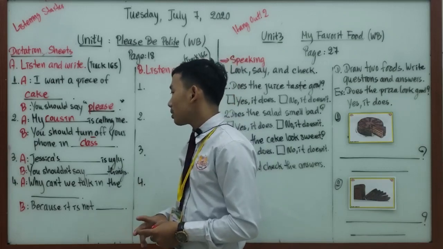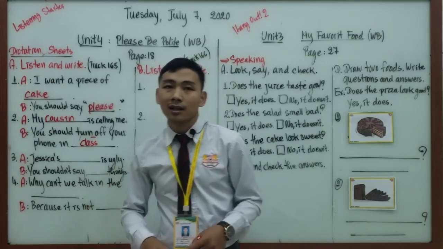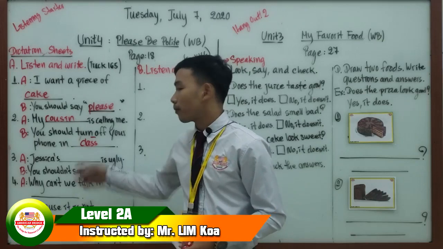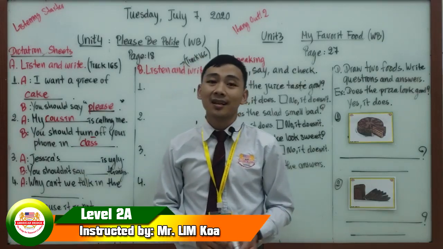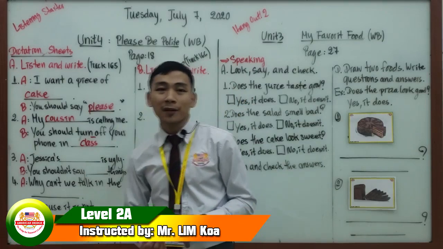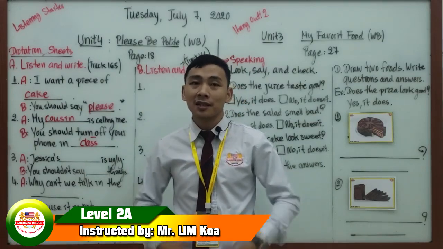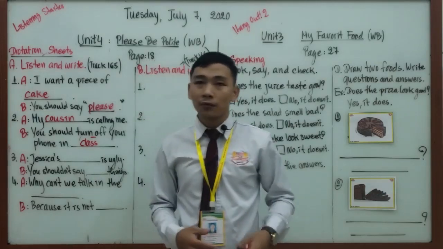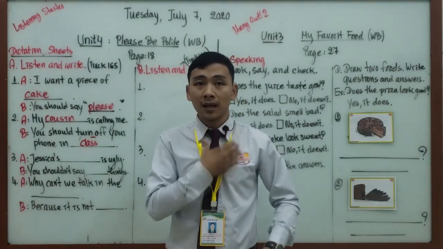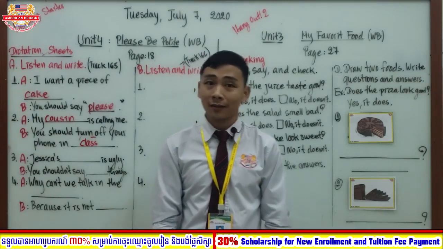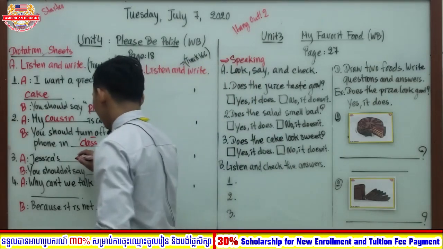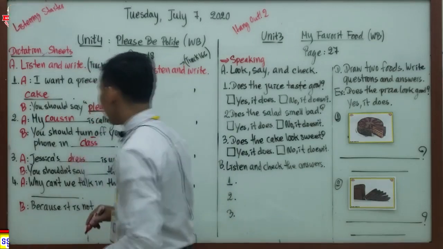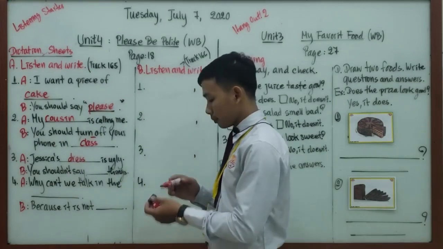A. Jessica's is ugly. So, what did you hear? Yes, Jessica's dress, right? What does dress mean? Dress means a shirt and also a skirt, but connected to each other, right? It holds up from your body down until your lower body, right? Good. So we call it a dress. Jessica's dress is ugly.